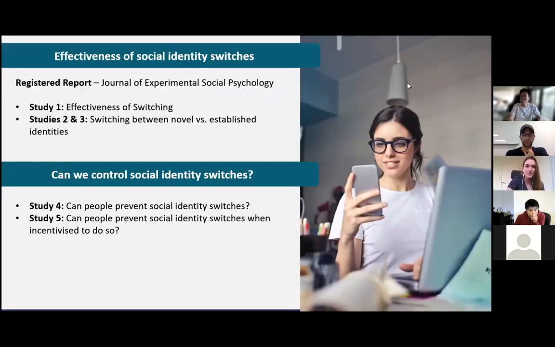Okay. So because we've got a bit of time today, I actually have the pleasure to be talking about quite a few of the studies that I ran as part of my PhD. So first of all, I wanted to present 3 studies on the effectiveness of social identity switches that we recently published in the Journal of Experimental Social Psychology. And then 2 newer studies on control over social identity switches that we're just currently writing up. So it will be great to get your feedback on that as well.